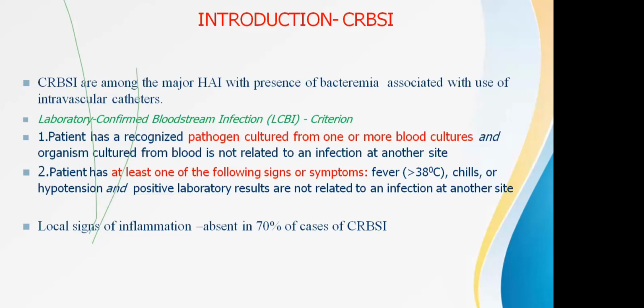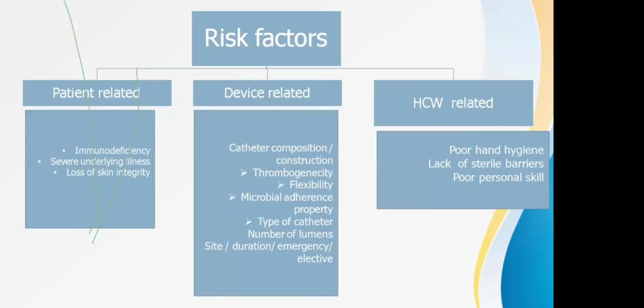No single blood sample should be sent. It is always a paired blood sample which is supposed to be taken. So one or more blood cultures, as I'm saying, the organism has to be there, and at least one of the signs and symptoms of sepsis, that is either fever or hypotension, which is not related to another site of infection, and one microorganism should be prevalent in the culture. So that is laboratory confirmed bloodstream infection.